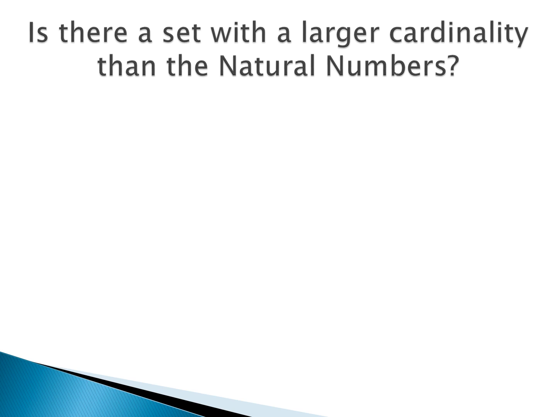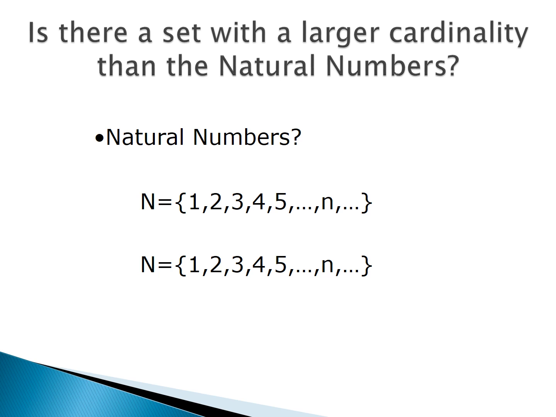Now, to do this, we need some way of comparing infinities. We know that if there's a one-to-one correspondence, that shows they're the same size. So to introduce the notation we're going to use, I'm going to compare the natural numbers with the natural numbers. Well, that seems kind of strange, but hopefully we see that yes, they're going to have the same cardinality. After all, it's the same set compared with itself.